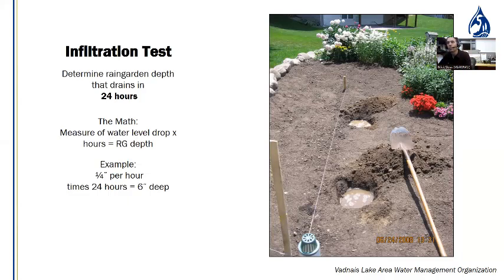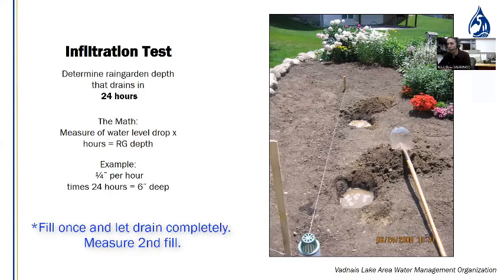The amount, the inches that the water level drops times the hours equals the rain garden depth. So in a 24-hour period, you have 0.25 that gets you 6 inches deep. Before you do this test, you fill it with water completely and let it drain all the way down. It's that second one that is determining your infiltration test.